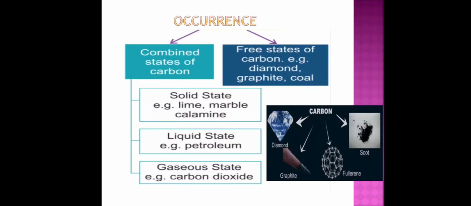Carbon occurs in combined states as well as in free states. In free states we see it as diamond, graphite, coal, etc. Whereas in combined states it is present either in solid state like lime, marble, etc. They are mostly metallic carbonates. In liquid state it is found as petroleum, and in gaseous state as carbon dioxide or carbon monoxide.